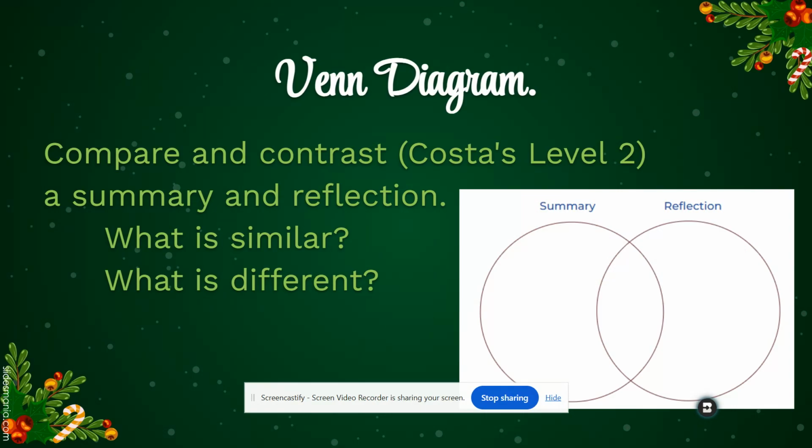Now that you guys have had a conversation about the similarities and the differences of reflection and summary, you're going to go ahead and make a Venn diagram. So go ahead and find a place in your packet that's got a blank space. Maybe on the back of one of the pages it's blank. Draw the Venn diagram and fill that out together. List off similarities and differences. And remember that compare and contrast is Costa's level 2 kind of question. Go ahead and pause this, and then when you are done with your Venn diagram, go ahead and continue the video.